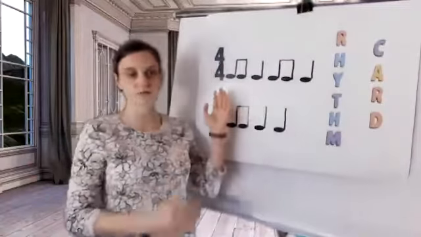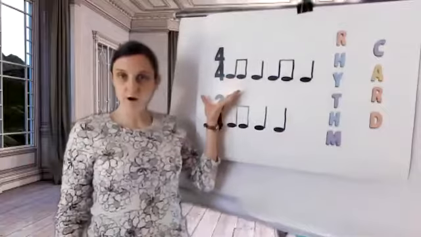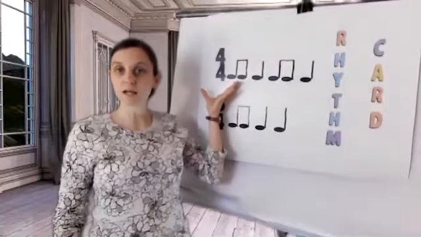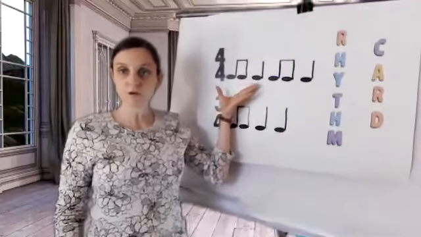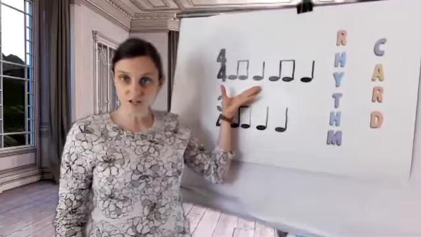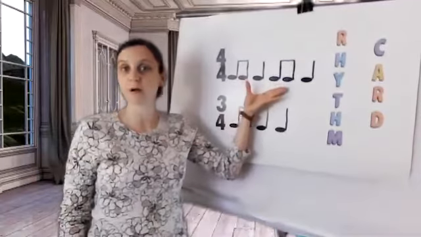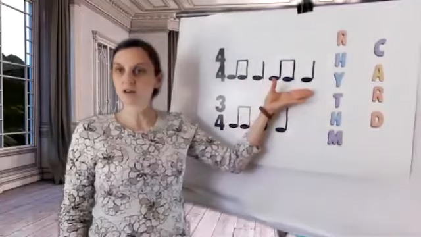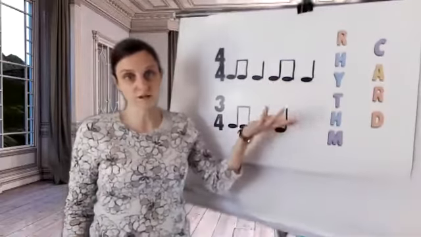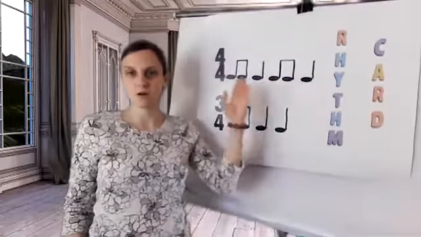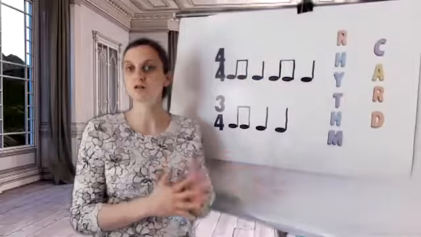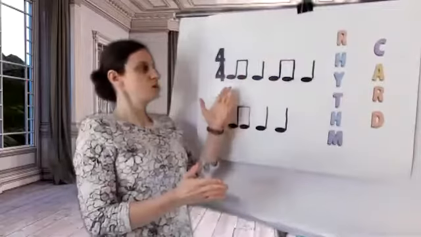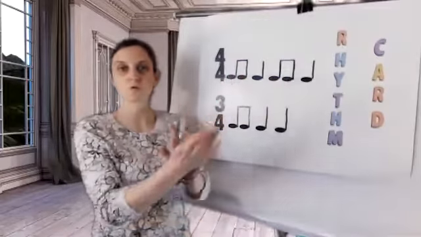So if you look at this, you've got a pair of eighth notes right here that gets 1 beat. Then you've got a quarter note right there that gets 1 beat. You've got another pair of eighth notes and that gets 1 beat, and then you've got another quarter note that gets 1 beat. So you've got 4 counts altogether, 4 beats. So 1, 2, 3, 4.